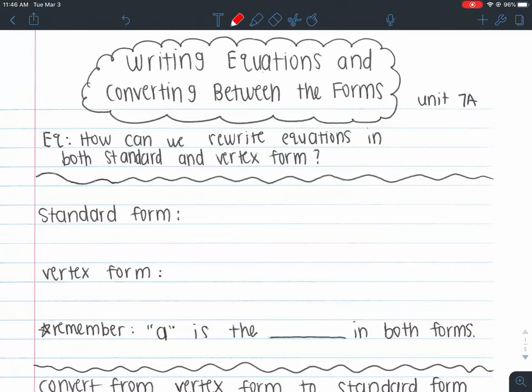Hey guys, welcome to the video for writing equations and converting between the forms. So we're still in Unit 7A. Our essential question is how can we rewrite equations in both standard and vertex form? So last few lessons we learned how to graph standard form and graph vertex form. Well, now we're going to learn how to convert the equations back and forth from each other.